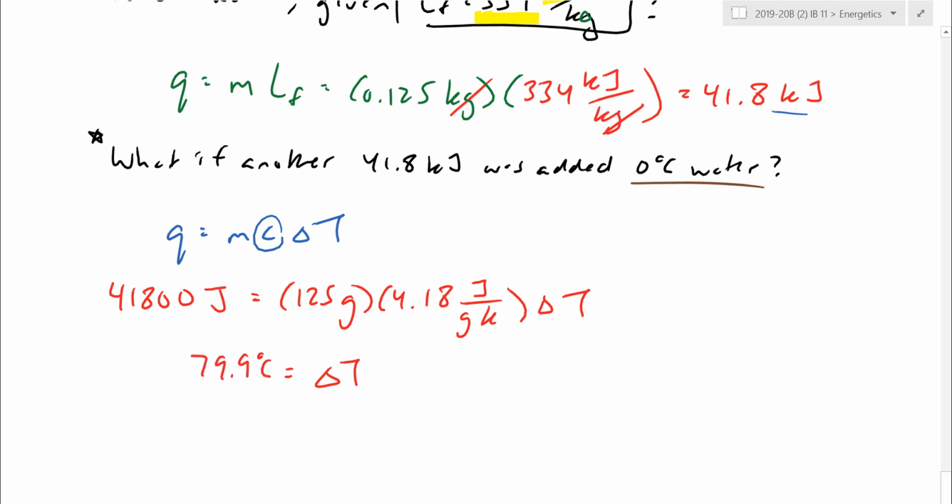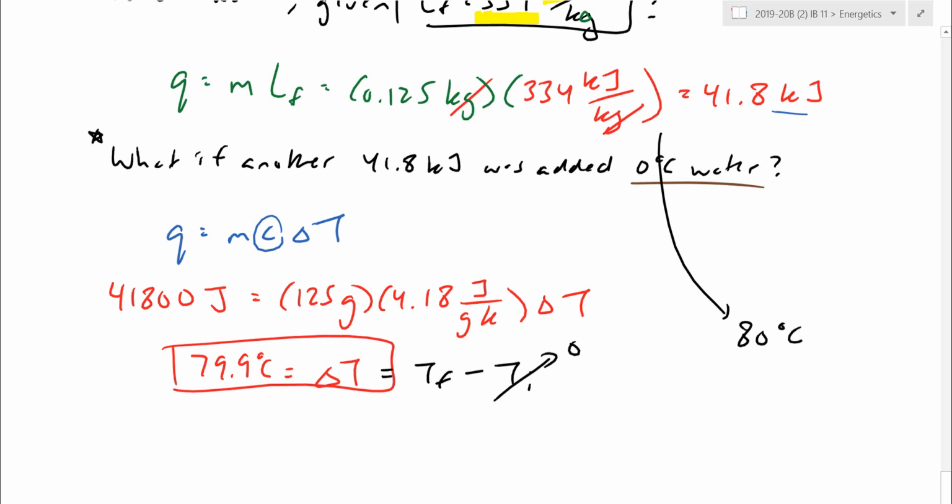And just be careful, sometimes the initial temperature isn't 0. You still want to track delta T is supposed to be final minus initial. In this case here, we are actually perfectly 0. So water has actually gone from 0 to almost 80 degrees Celsius. That's almost close to boiling, right?